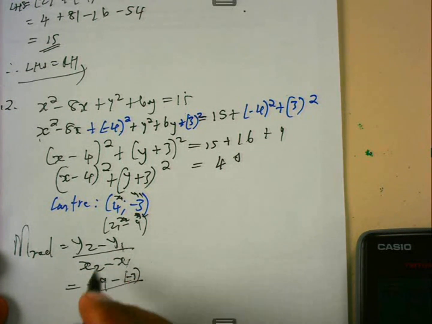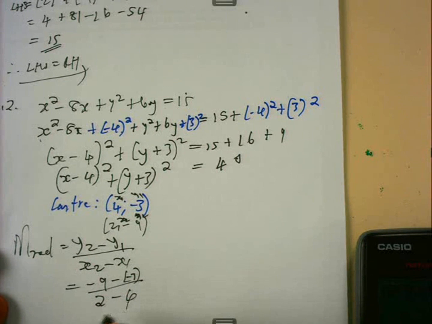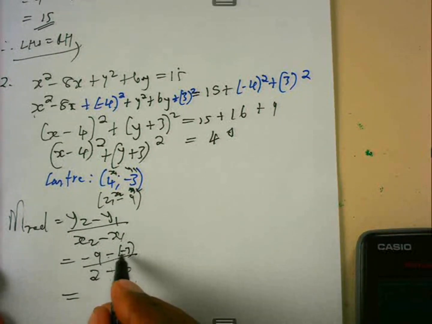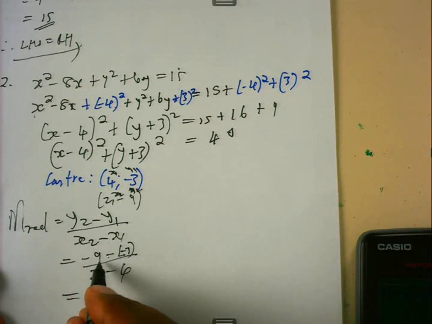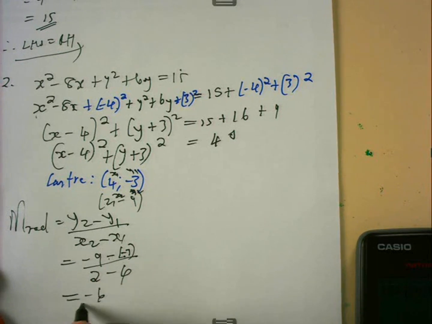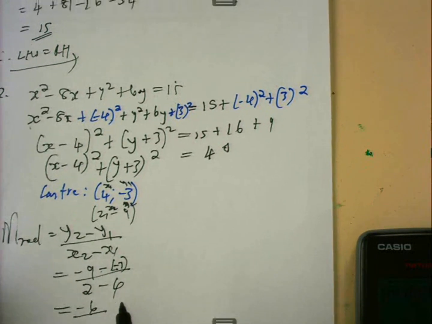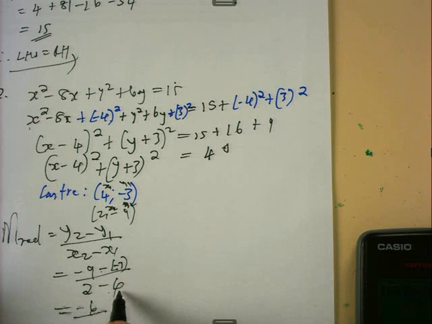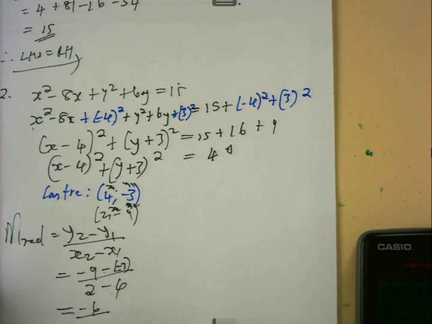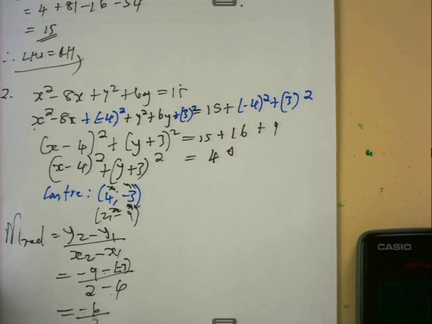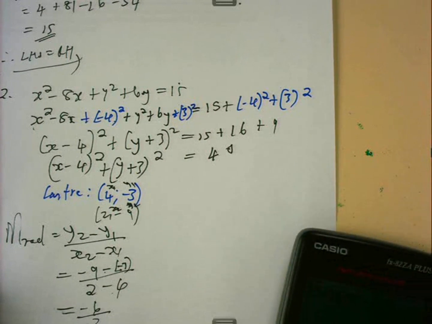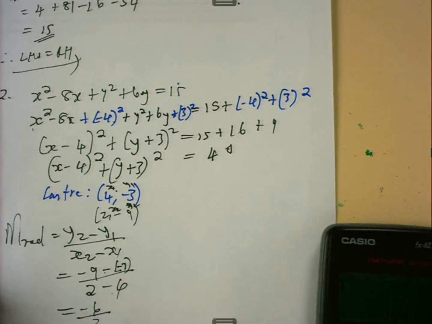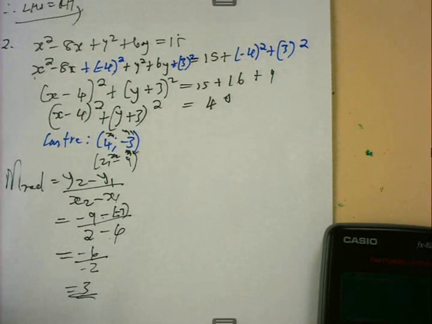Good. Then x2, that is 2 minus 4. And now the answer, the negative term is negative, it is a positive. Minus 9 plus 3 is a minus 6. Then divided by what? 2 minus 4 is a minus 2. Then the answer there is positive 3. Right, now it means we have the gradient of the radius.